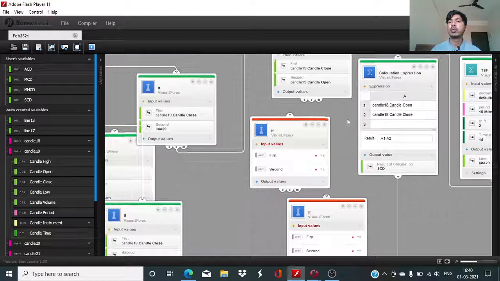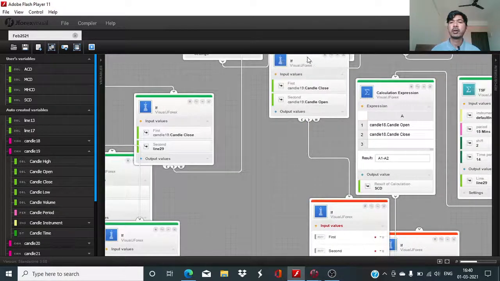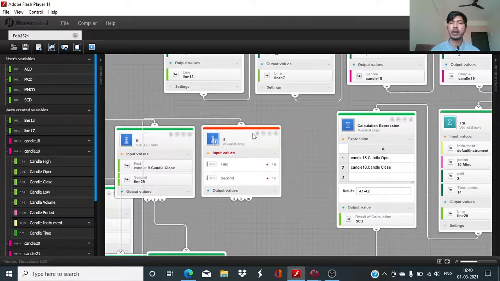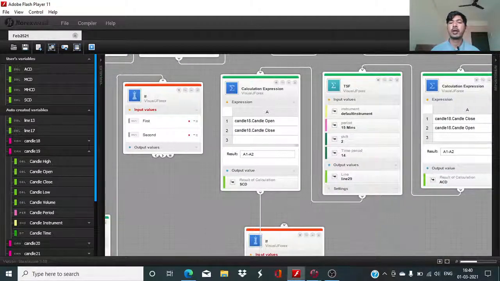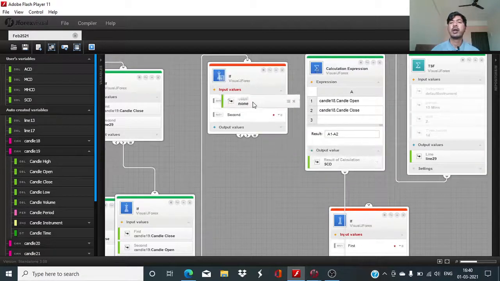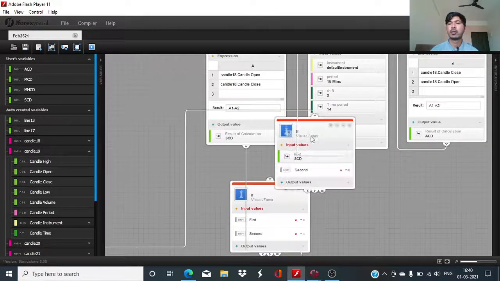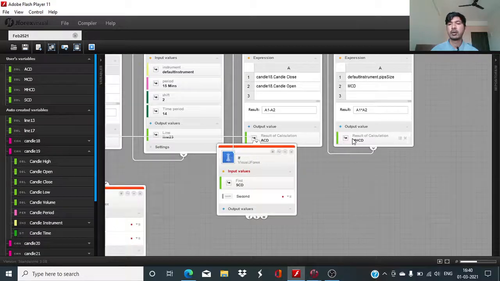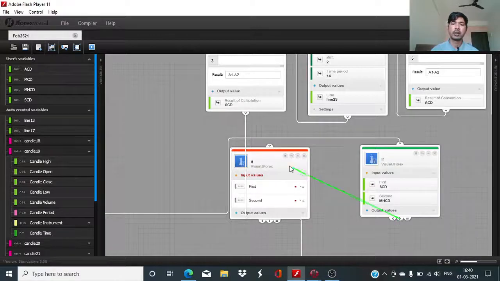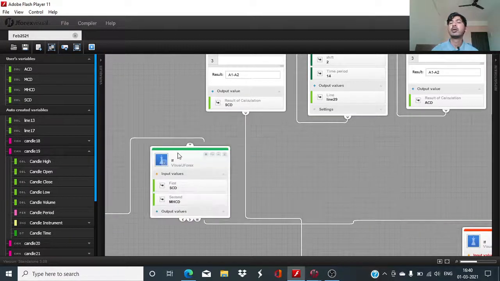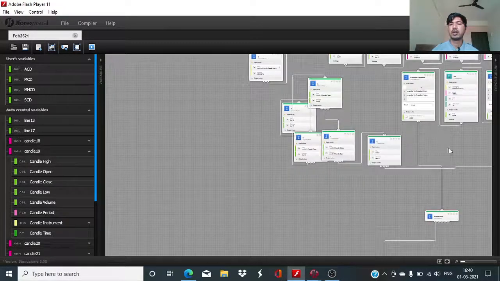So candle 19's close needs to be greater. First input greater than second input. Alright, and then comes the condition of enough volatility, enough momentum, and for that we need the difference between the opening and the closing to be greater than 3 pips. So here first input again greater than second input. So we have now defined these 5 conditions.